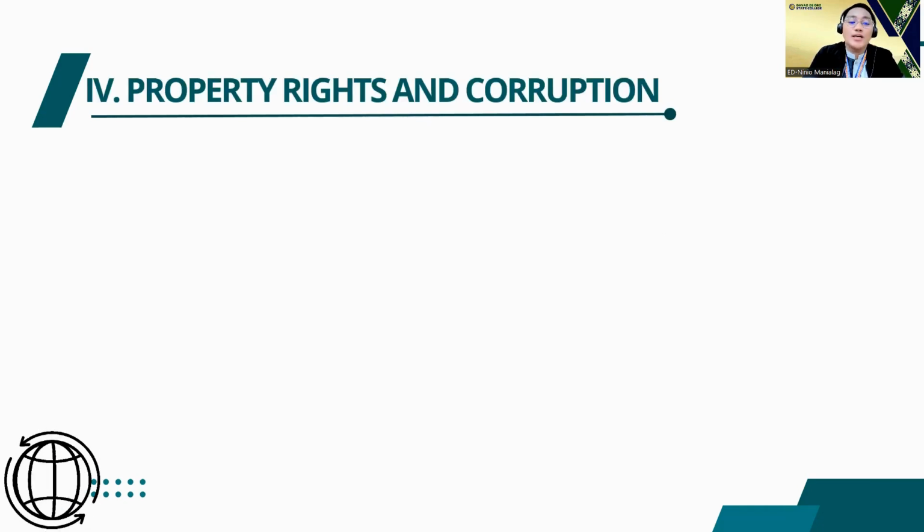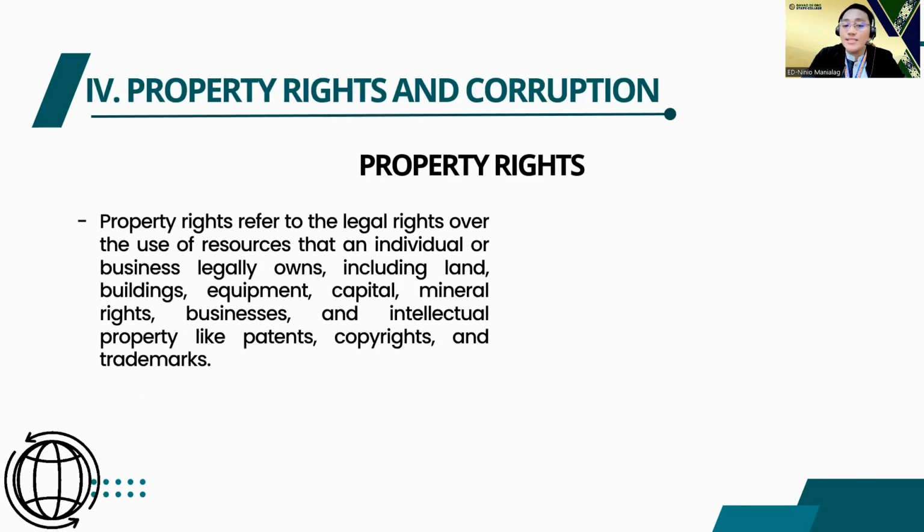Now let's discuss the fourth topic, which is property rights and corruption. When we say property rights, this refers to the legal rights over the use of resources that an individual or business legally owns, including land, buildings, equipment, capital, mineral rights, businesses, and intellectual property like patents, copyrights, as well as trademarks. Ensuring property rights is fundamental for the functioning of a market economy, as it provides the legal framework within which business operates.